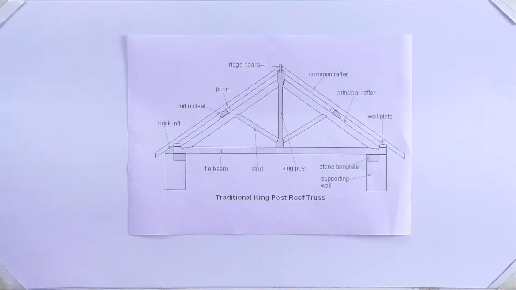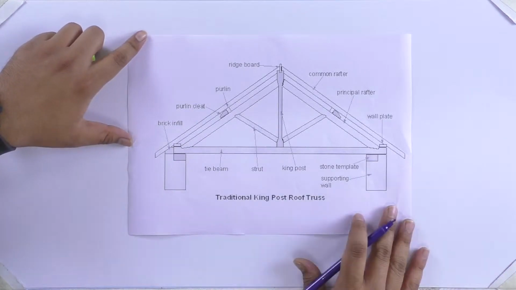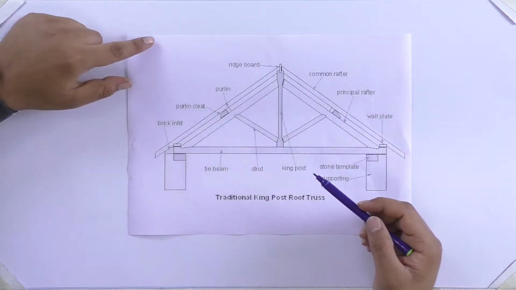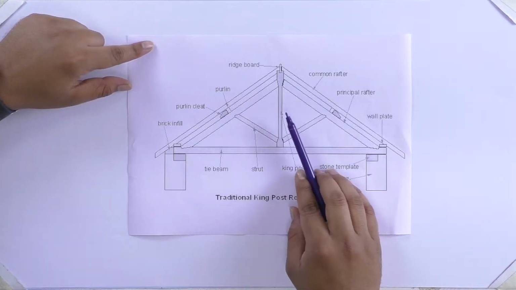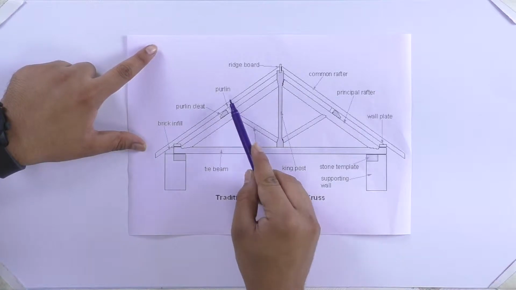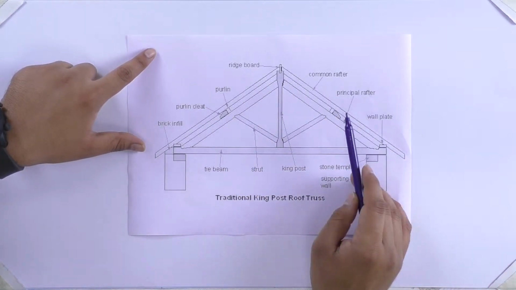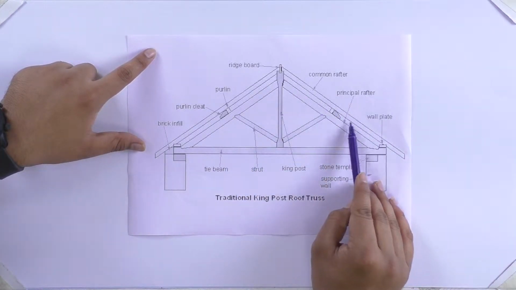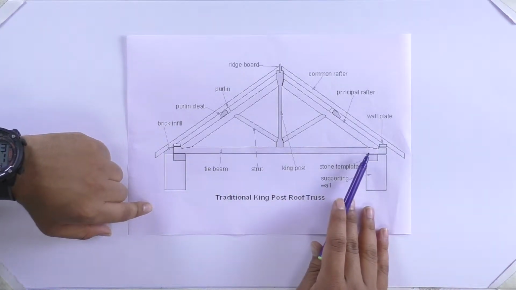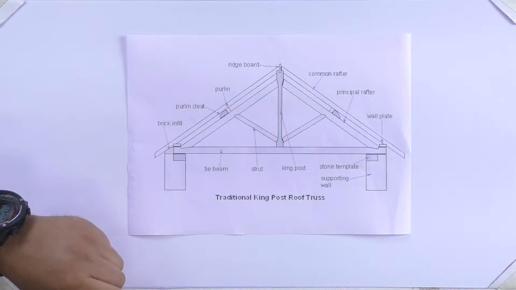Now let us take a look at a king post schematic diagram. In the schematic diagram of a king post, we are seeing the king post, which is a central vertical post used in the construction of a roofing material. Now we can see the purlin sheet here, the purlin, ridge board, rafter and principal rafter here, and the tie beam which supports the king post here.